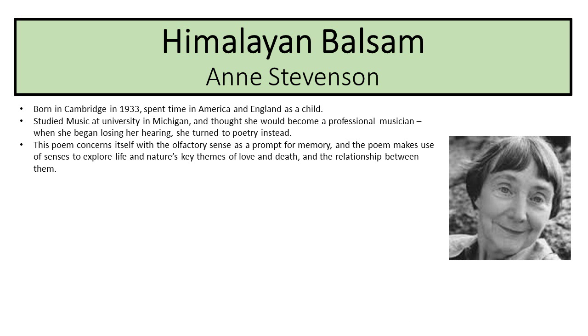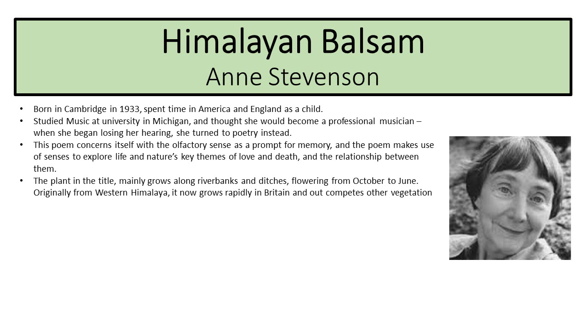This poem concerns itself with the olfactory sense as a prompt for memory, and the poem makes use of senses to explore life and nature's key themes of love and death, and the relationship between them. The plant in the title, Himalayan Balsam, mainly grows along riverbanks and ditches, and it flowers from October to June. It was originally from Western Himalaya, but it now grows rapidly in Britain and outcompetes other vegetation that often colonises its areas quite quickly.